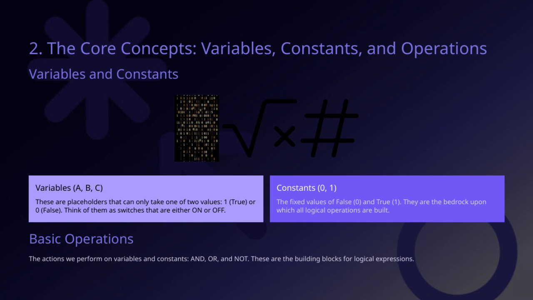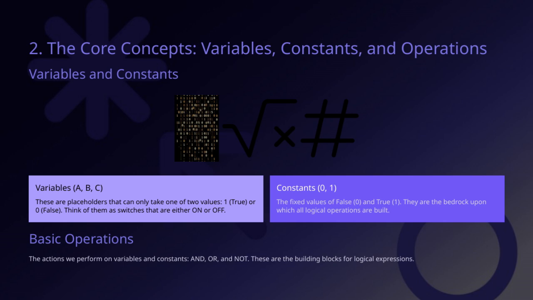Moving on, the actions we perform on variables and constants are called operations. The main ones are AND, OR, and NOT. Think of these as the basic operations or tools we use to manipulate and combine logical values. They are the core building blocks for constructing logical expressions.